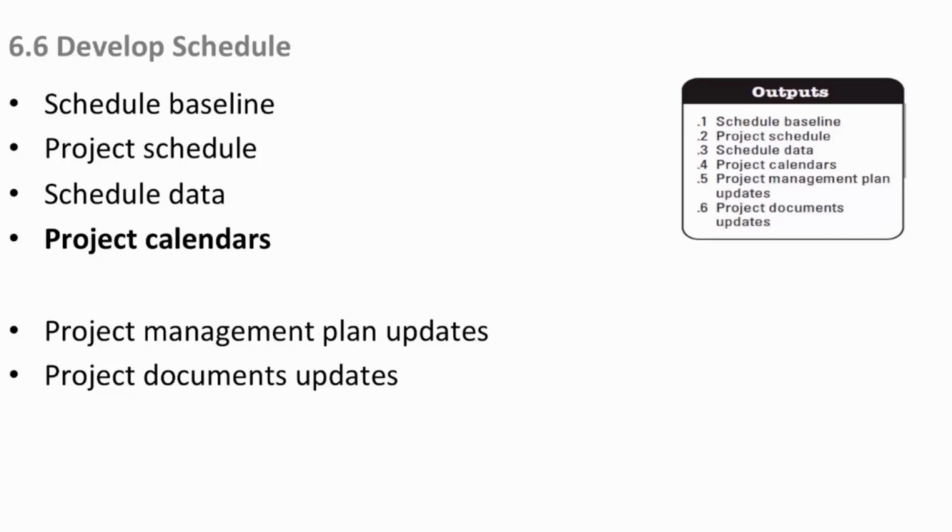Project calendars are output now because you've sequenced everything, you've crashed, you've fast-tracked, you've done whatever you need to do, leads and lags, to come up with what satisfies you as the final end date. Okay, so now you can produce, through your project management information system, your automated tool, the actual project calendars of all your resources.